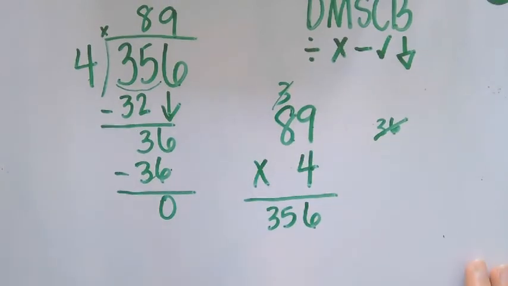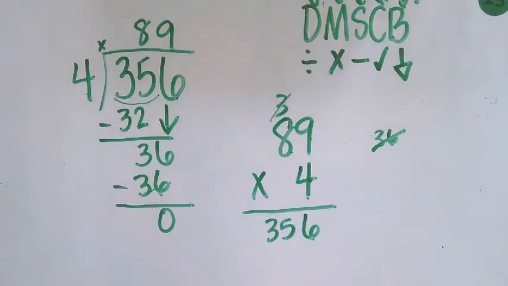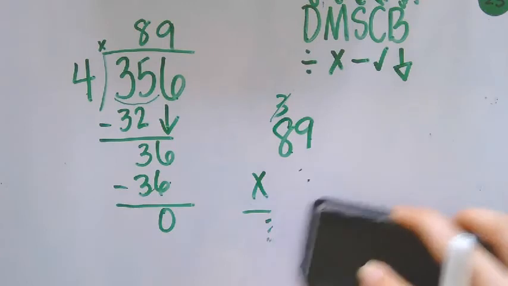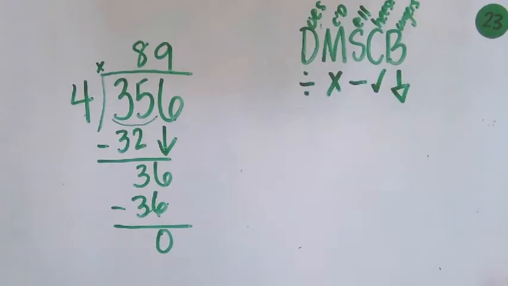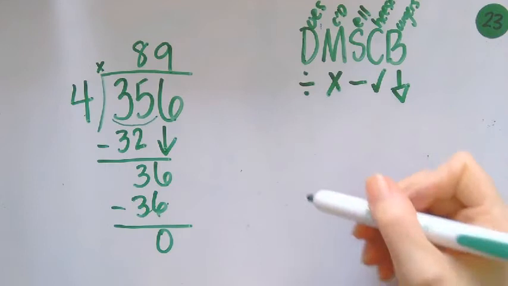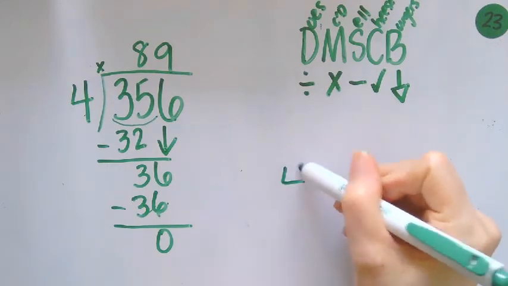Now we're going to try another strategy that some of us really prefer. I'm going to use the same problem, just using a different strategy, the Super 7. All right, so we're going to write the same problem.